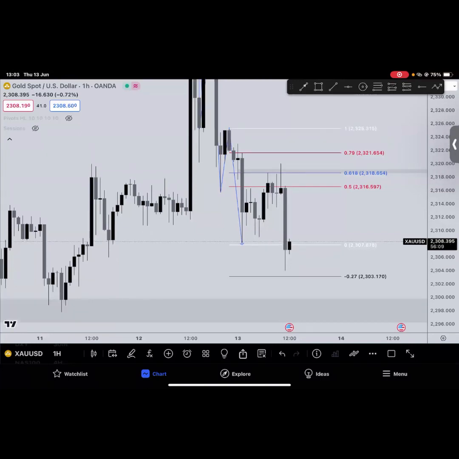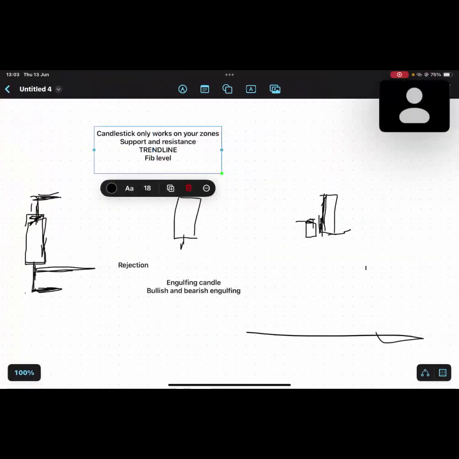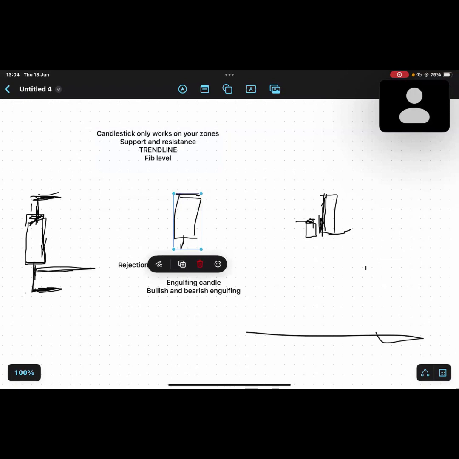So, like I said, the key note is that candlesticks only work on your zone. If you are looking at a bullish candlestick pattern, you know you are looking for it at your support level. If you are looking at a bearish candlestick pattern, you are looking for it at your resistance level. You're only looking at it when you're looking out for sells. And I explained the anatomy of a candlestick for you. This is the body of a candle. I explained the wick. Wick signifies rejection.